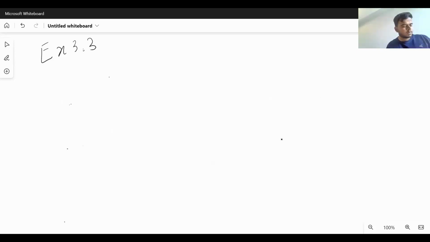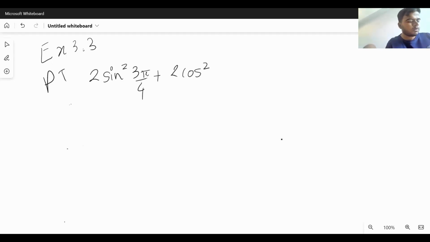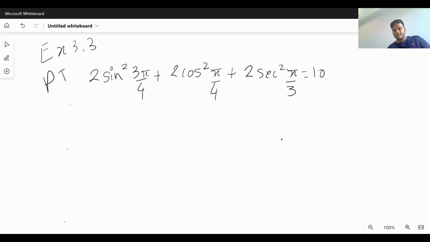Let's move on. Prove that 2 sine square 3 pi by 4 plus 2 cos square pi by 4 plus 2 sec square pi by 3 equals 10. So this is something that we have to prove. We'll start again with the same approach. We'll start from LHS and we'll try to prove the term on the RHS.